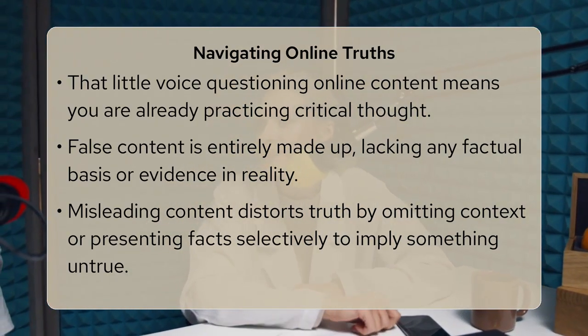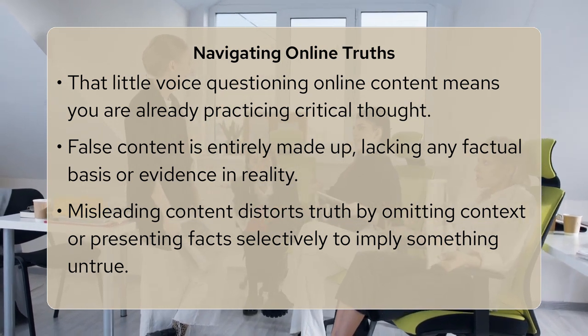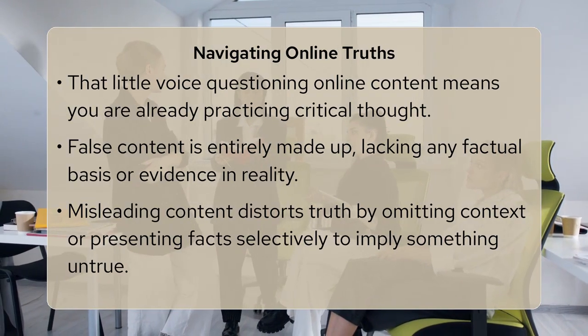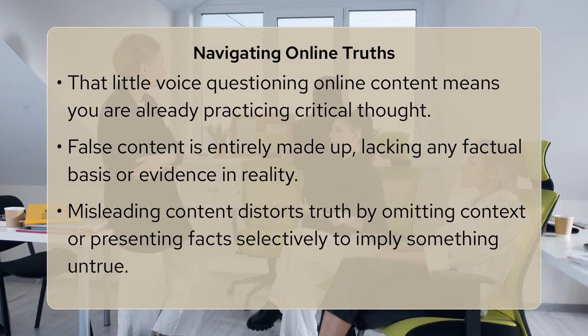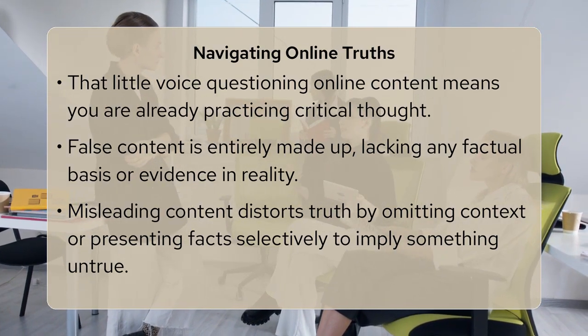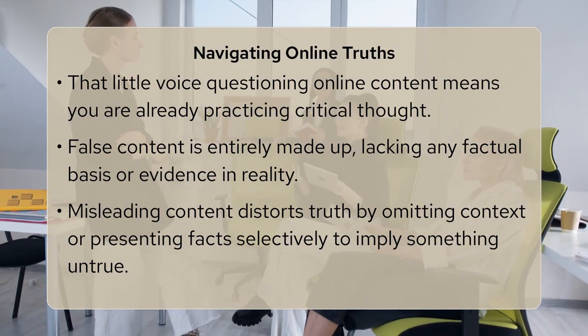False information is content that is entirely fabricated or factually incorrect, with no basis in reality. Misleading information, on the other hand, contains elements of truth but presents them in a way that distorts the full picture, omits crucial context, or implies something untrue. The core distinction often lies in intent and completeness.